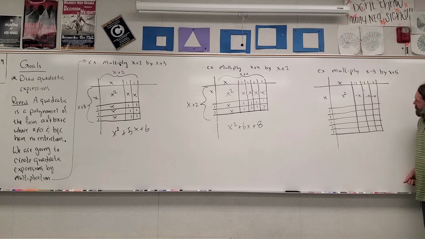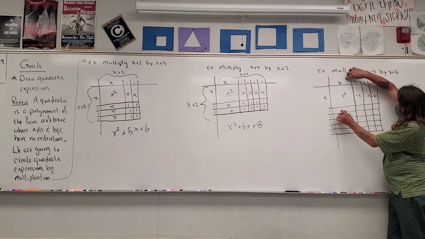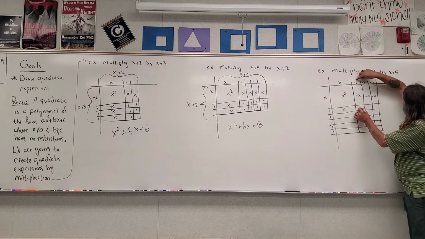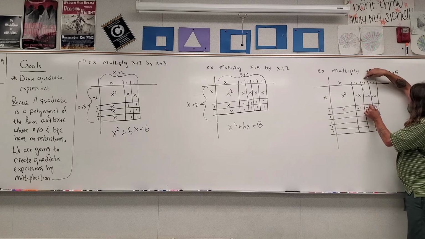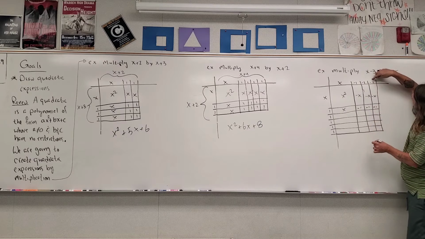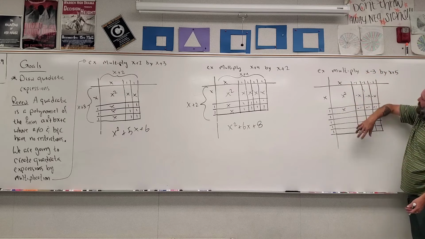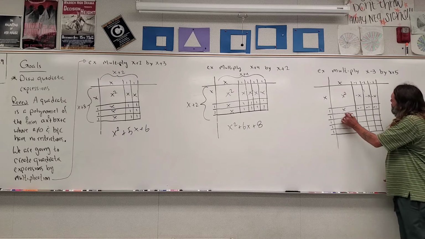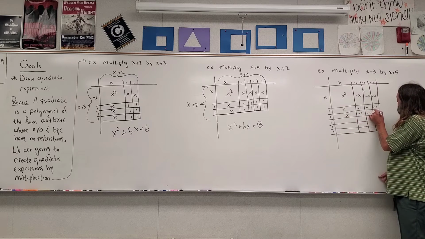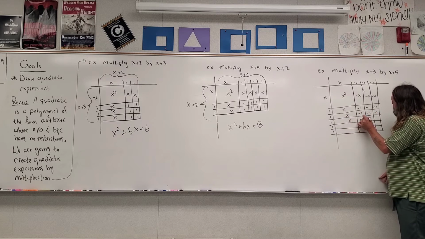Now remember, these are multiplying. Let's see here. 1 and x gets me x. Negative 1 and 1 gets me negative 1. Negative 1 and 1 gets me negative 1. Negative 1 and 1 gets me negative 1. This is going to repeat the whole way through. So instead of me repeating it over and over again, I'm just going to fill it in because nothing is going to change.